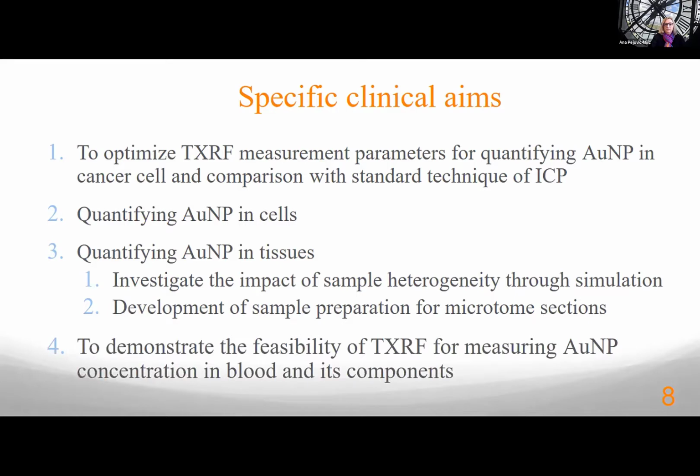Lastly, we're looking into quantifying gold nanoparticles in blood, as the drug is administered through blood.